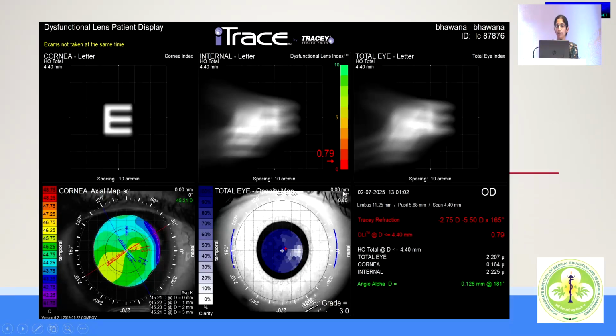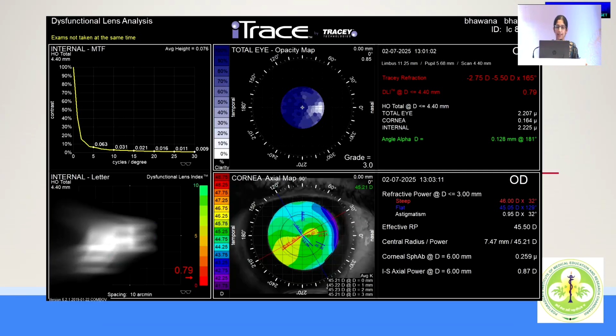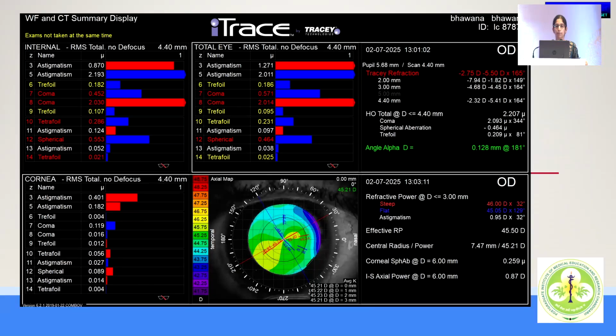So any abnormal shape of the lens will also cause a decrease in the dysfunctional lens index. The patient might not have a cataract, but still have a very low DLI, suggesting that cataract surgery would definitely improve the visual outcomes. Similarly, the MTF, because of the internal aberrations, has gone down, and the DLI is of course less. The magnitude of higher order aberrations because of the internal aberrations are very high, as we can see in this map.